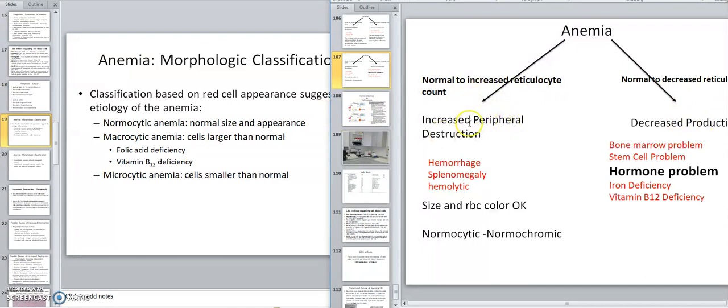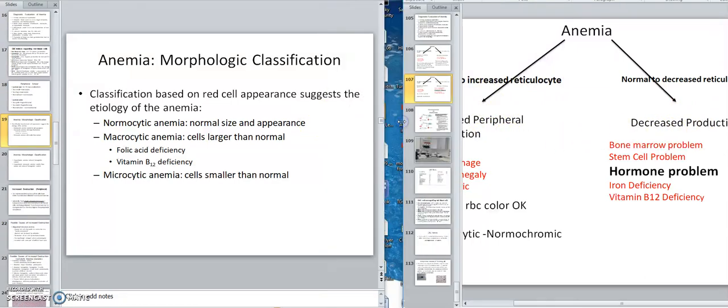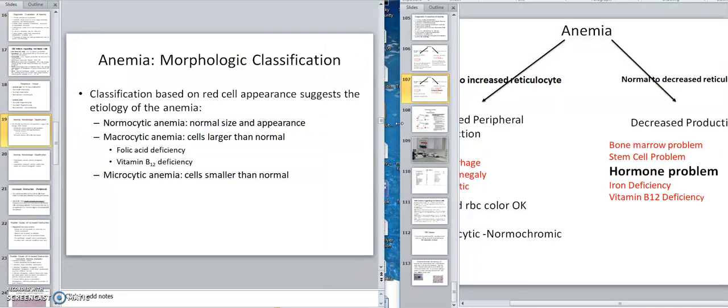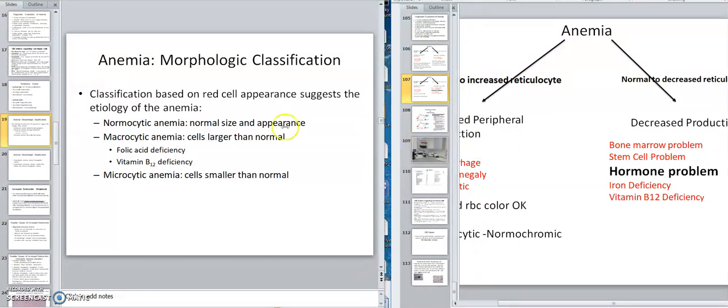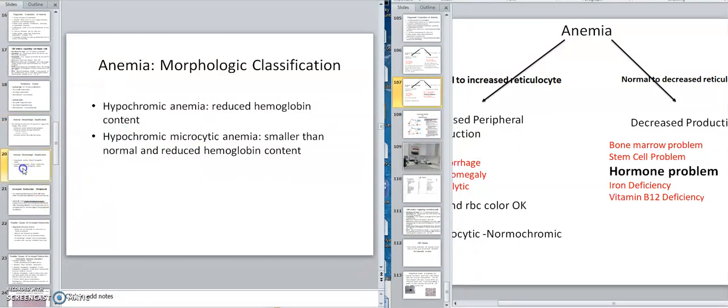Okay, so that would take me to this side versus that side. So we go back again then. Now, when we get to this side versus the other side, we're going to go a step further. Okay. Hypochromic, reduced hemoglobin content. Okay. Macrocytic, larger than normal; microcytic, smaller than normal.